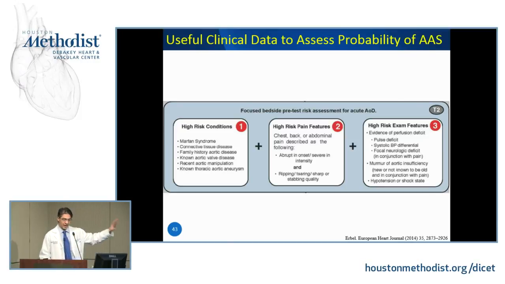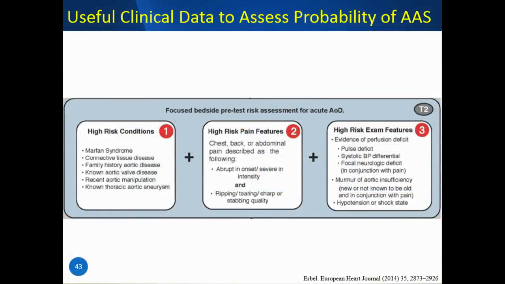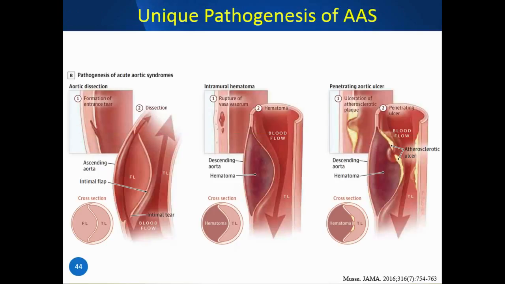So this is just a nice graph that's been published, to help you think about it. Think about the high-risk conditions, familial history, Marfan's or bicuspid valves. Do they have high-risk features, which is really just chest pain or back pain that's sharp or tearing? And then do they have high-risk physical features, meaning pulse deficits, new murmurs, and don't forget about hypertension.